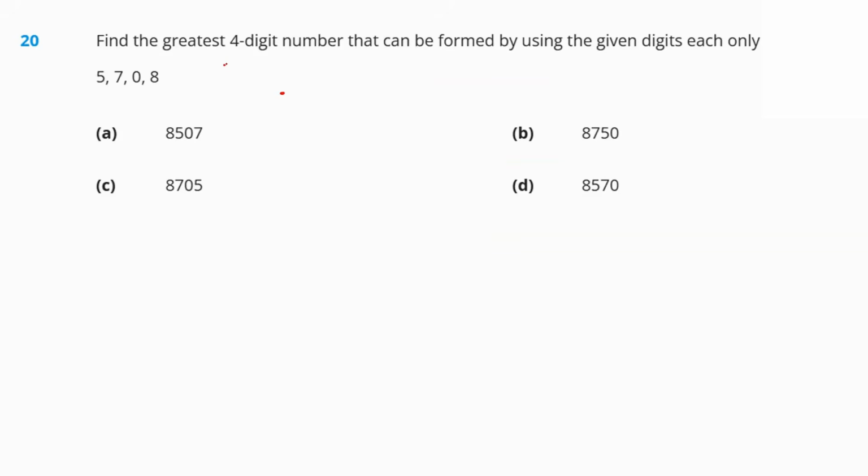Find the greatest 4-digit number that can be formed by using the digits only once. In such type of questions, you just need to arrange the digits big to small. That's 8750. 8750, option B. That's our answer.